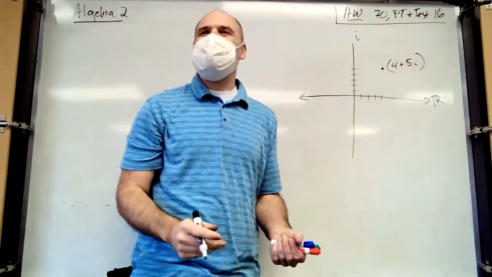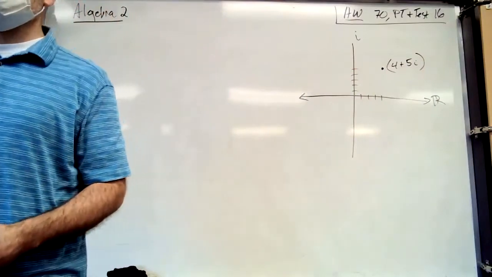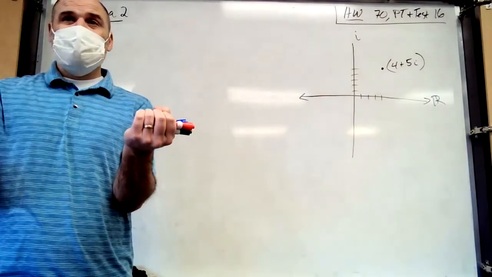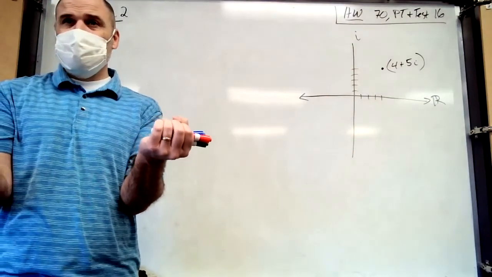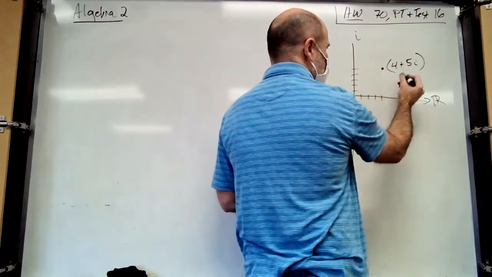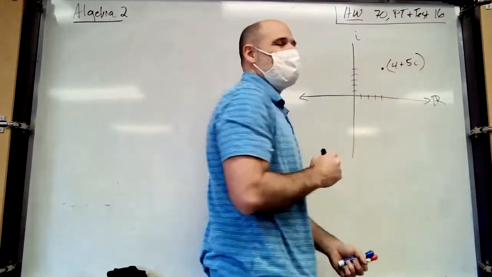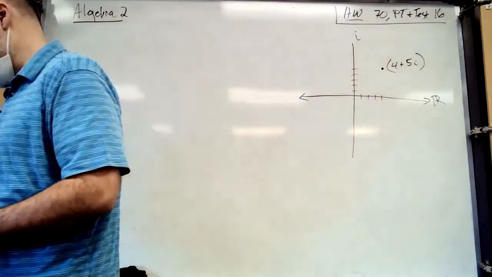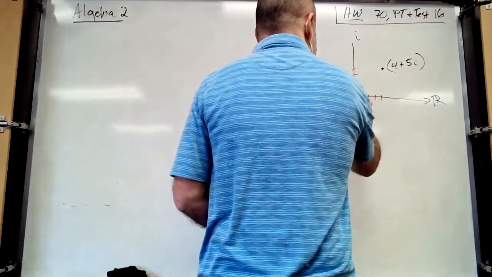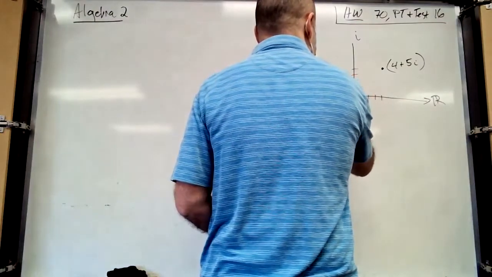Okay, so instead of a comma, you know how a complex number is a real number added to an imaginary number. That's a complex number. So this measures the real number, so over 4 up 5. That's 4 plus 5i. That's how we graph that complex number. Okay, so let's just try a couple more.